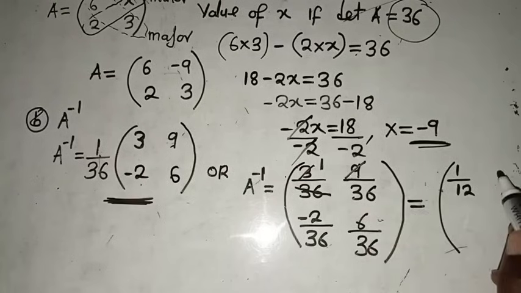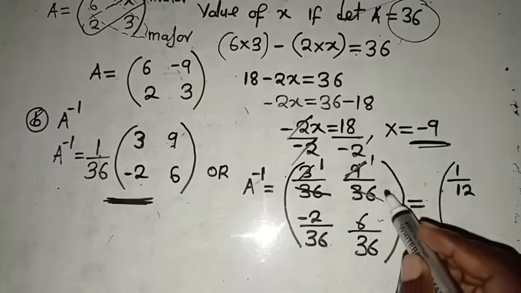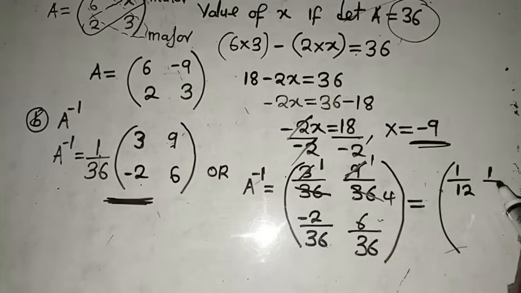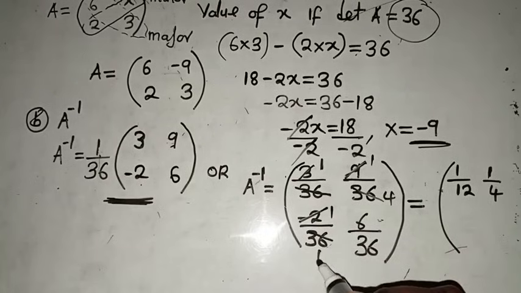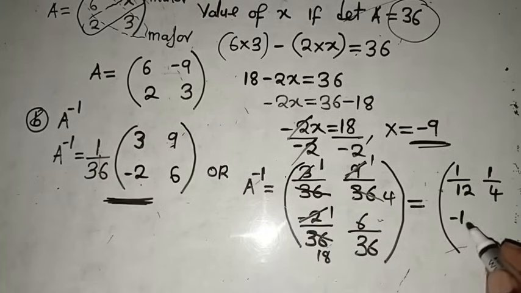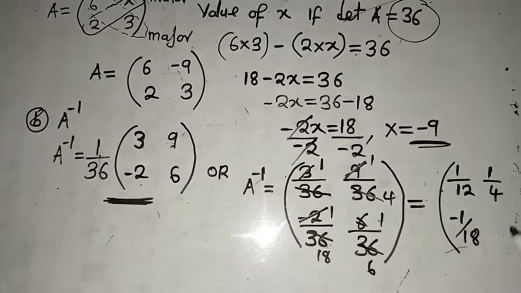What is 9 there? So we say, what is 36 divided by 9? 36 divided by 9. 36, there 1. There it is 4. So it is 1 over what? 1 over 4. 2 there 1. 2 there 18. So it is negative 1 over 18. 6 there 1. 6 there 6. So it is 1 over 6. This is our answer. This is what we are supposed to do. So we find that as our answer.